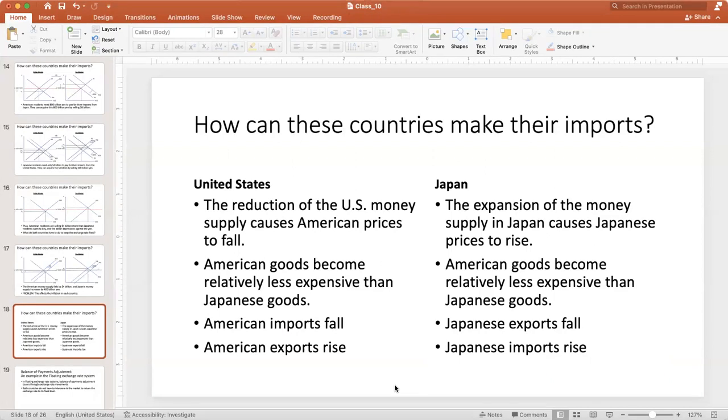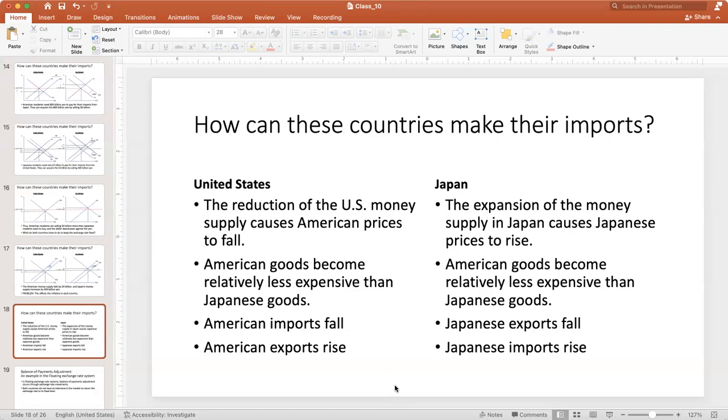So basically, the changes in the supply of currencies will change the prices. So in the United States, the prices will be lower, and in the Japanese market, the prices will be higher. So Americans at this moment do not have an incentive to buy things from Japan. Why? Because the prices in America are lower. So that's why their imports fall and their exports rise.